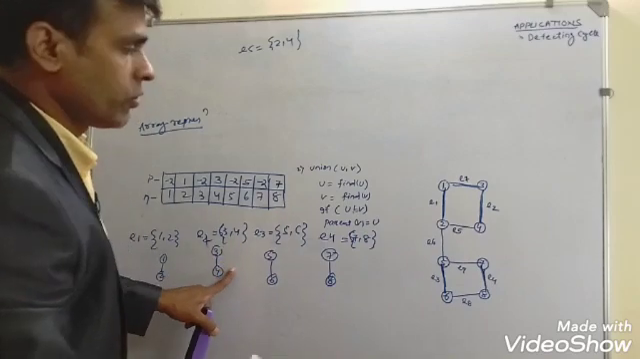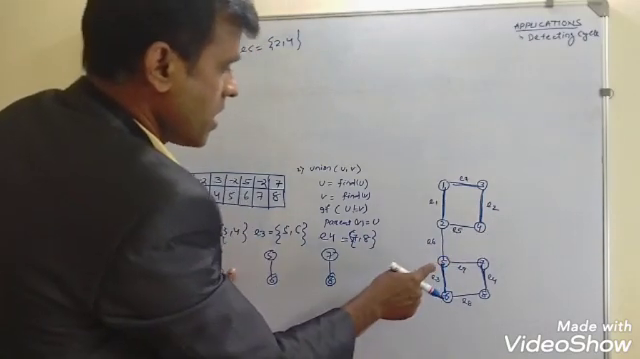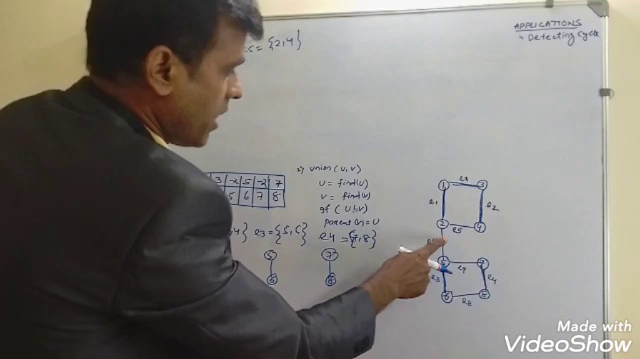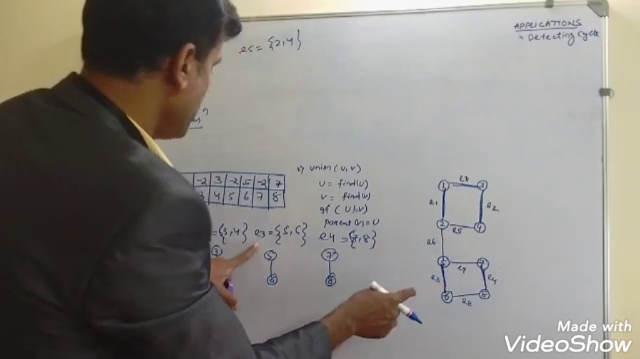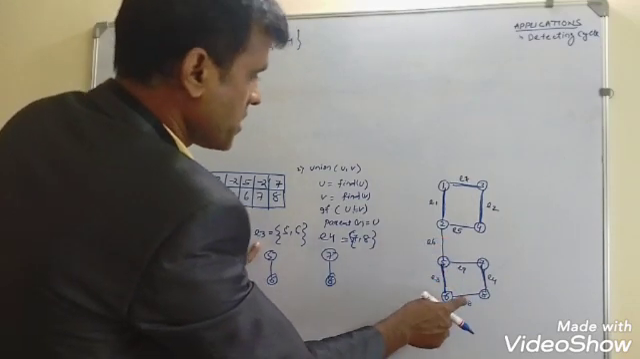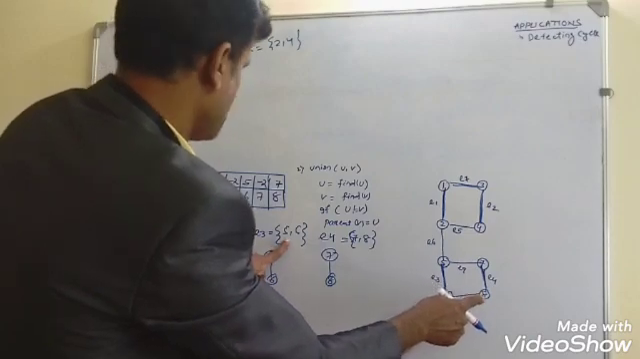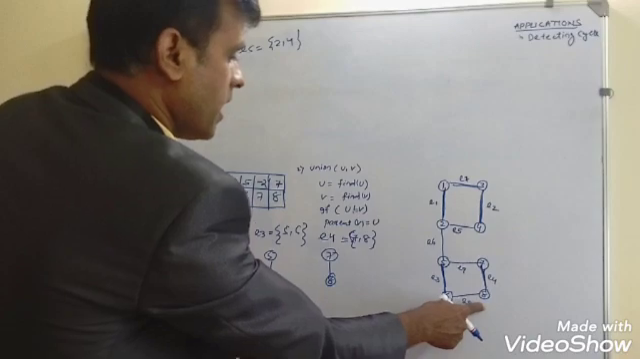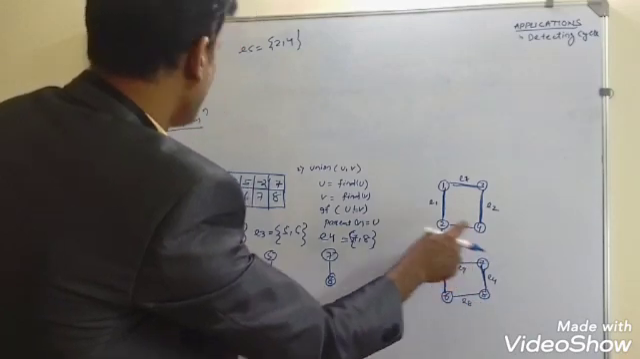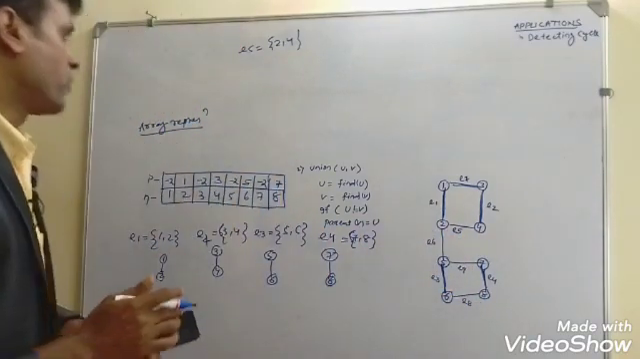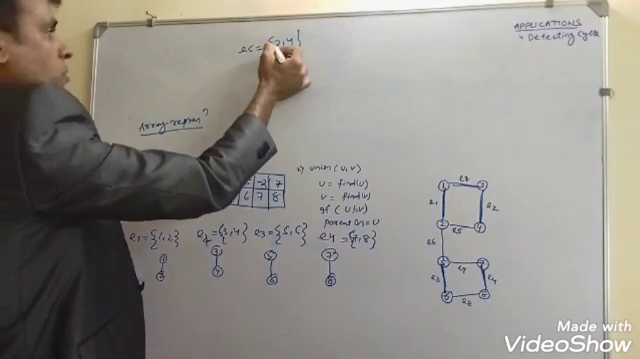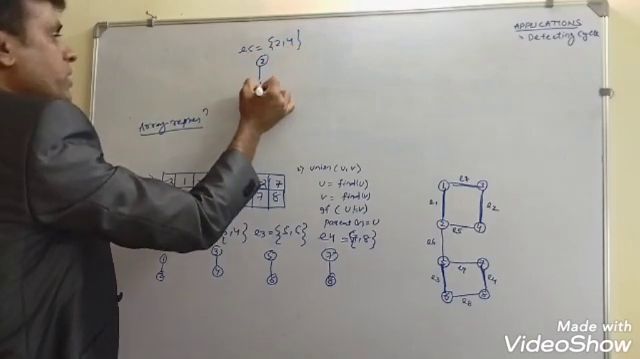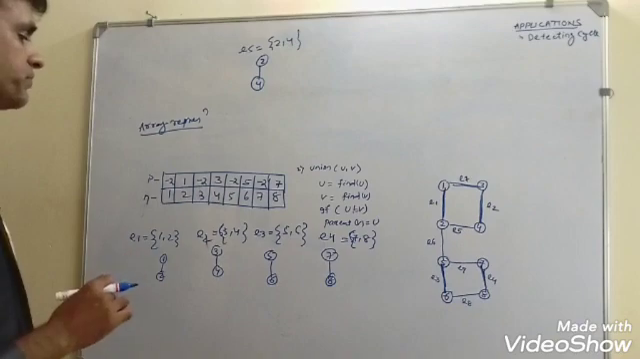E2 is 3 and 4, and E3 is 5 and 6, E4 is 7 and 8, and E5 is your 2 and 4. Okay, 2 and 4. So you have to check 2 is here and 4 is here. So what you have to do?